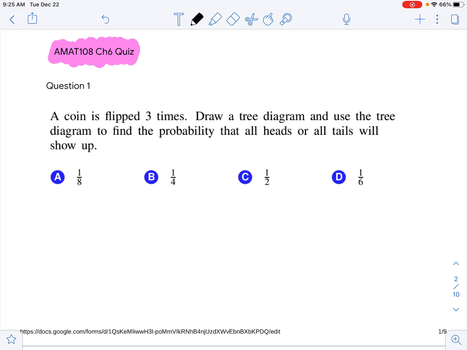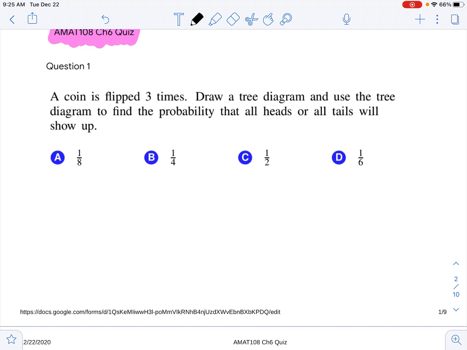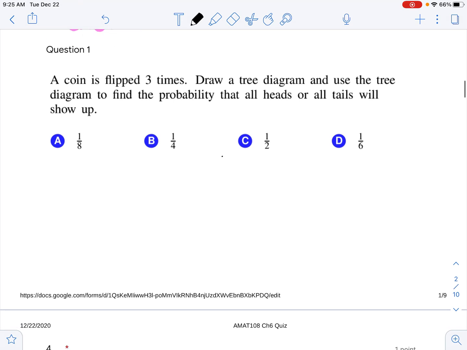Here we go. Question 1, a coin is flipped 3 times. Draw a tree diagram and use the diagram to find the probability that all heads or all tails will show up, okay? So if we flip a coin 3 times, what's the probability we get all heads or all tails? Let's figure that out. So on the first flip, we could get heads or tails.